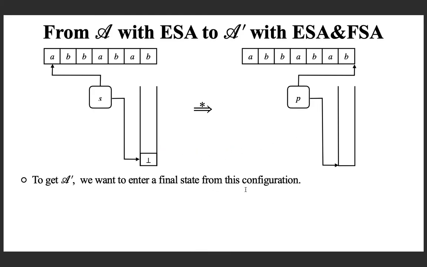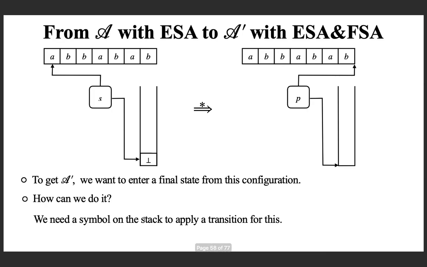We want to get the machine into a final state. And for that, what can you do? Maybe you can add a transition to make it move to a final state. But we need a symbol on the stack to fire any transition. And that is the semantics of a pushdown automaton.